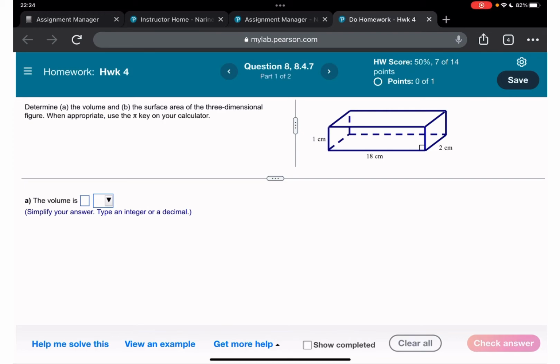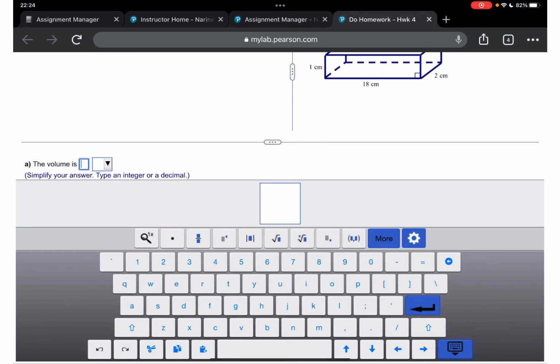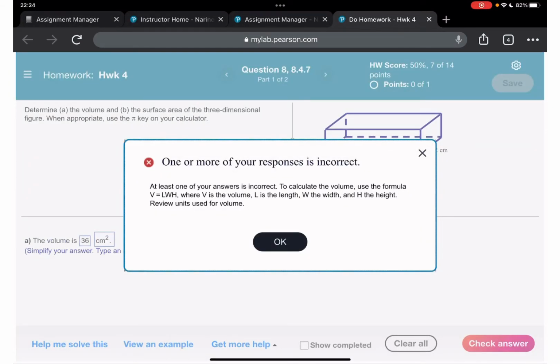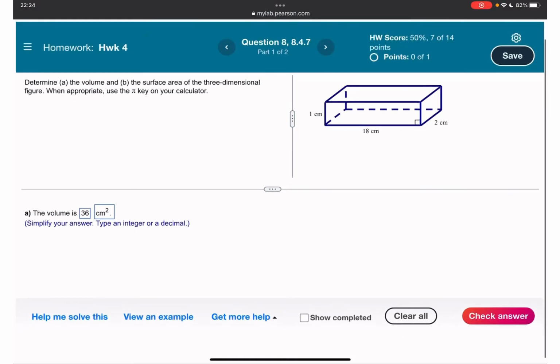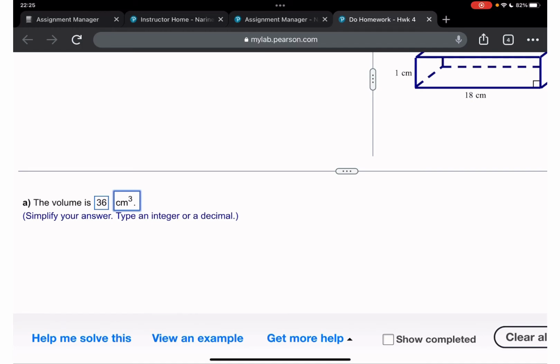Okay? Which is going to be 18 times 2, 36. 36, and because it's a volume, centimeters times centimeters times centimeters makes centimeter cube. There we go. I said cube and put square. It's this typing, it's okay.